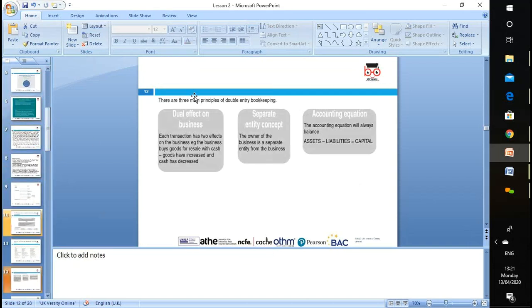Okay, next now. We need to remember dual effect. So every transaction has two effects, debit and credit. So we'll go through accounting equations. So assets is debit. Liability is credit.